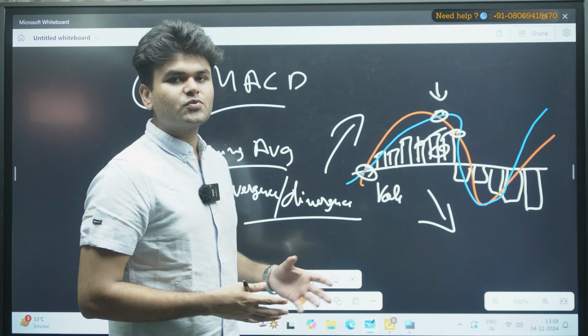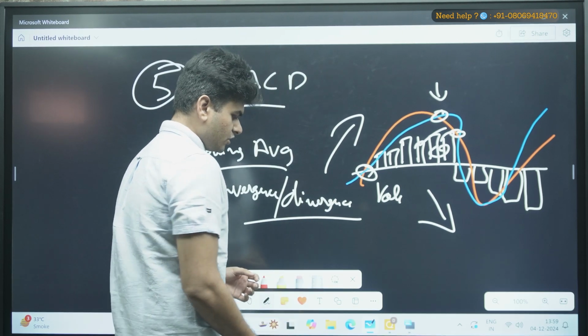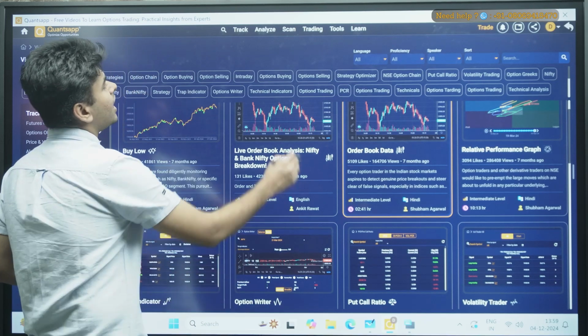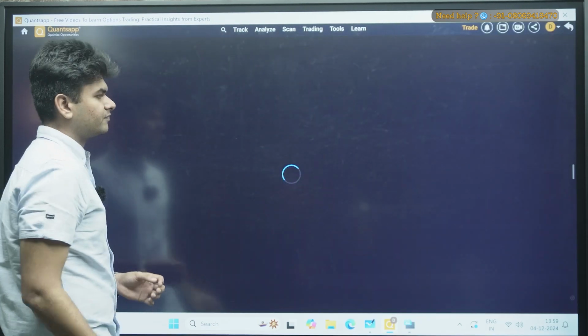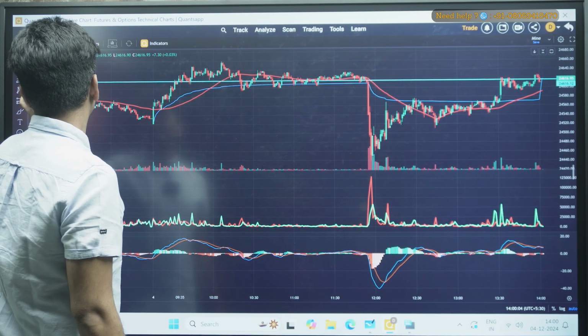Now let us put it on the chart and see how the particular indicators look. I'll go on the analyze chart order and trade. Let us remove the other indicators for now.